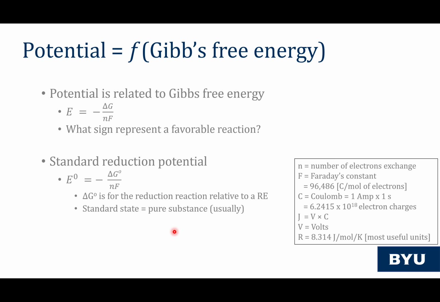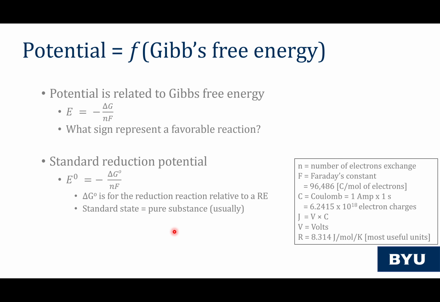And so we know that when Gibbs free energy is negative, that indicates that the reaction is spontaneous. So if a negative Gibbs free energy is spontaneous, what potential sign would indicate a favorable reaction? Well, it'll be the reverse. So a positive change in potential is the same thing as a negative change in Gibbs free energy, which means that it's a favorable reaction.